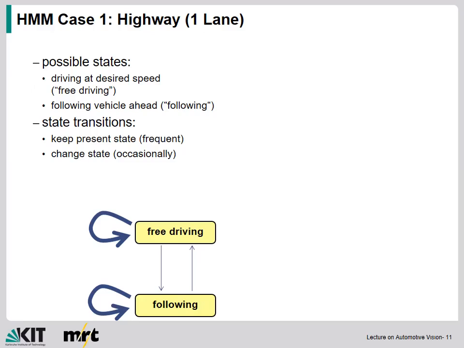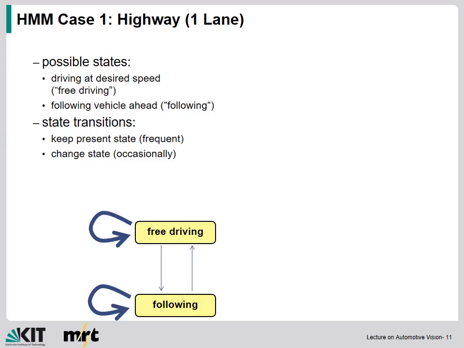Keep in mind that the hidden Markov model assumes that we have a fixed, discrete time schedule. That means each second or each 100 milliseconds a new point in time occurs, and we have to describe in which way the state changes from an earlier point in time to the next point in time. So what happens within 1 second, or what happens within 100 milliseconds.